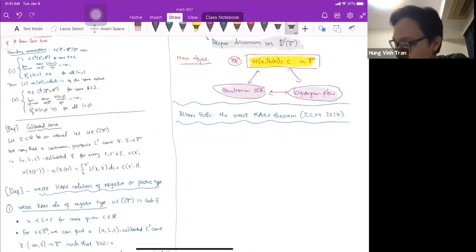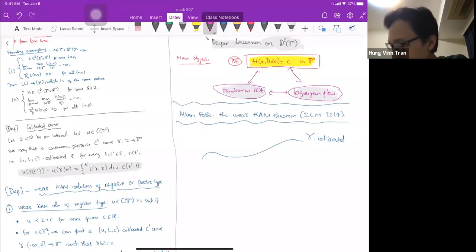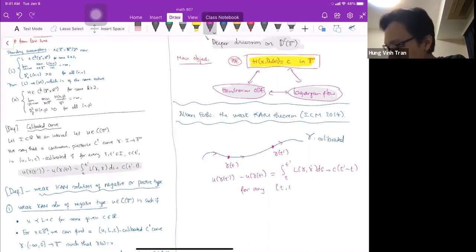Okay, so I'll recall quickly here that we defined calibrated curves. That means it's a perfect curve of the action functional. If you have a calibrated curve gamma, then what it meant was that if you take any points gamma t to gamma t prime, with the curve parameterized this way, then u of gamma t prime minus u of gamma t, the difference in values at the two endpoints, equals the normalized action, because it's a c, for any interval t, t prime in R.